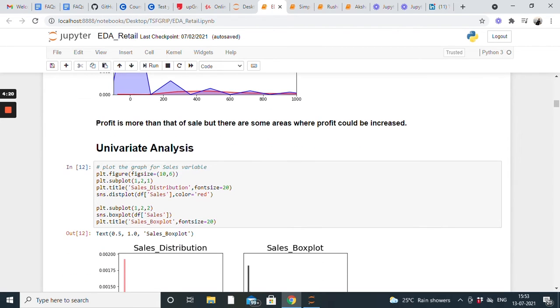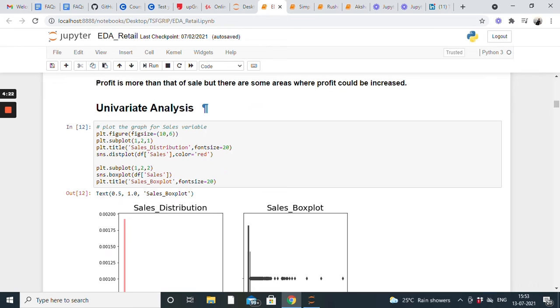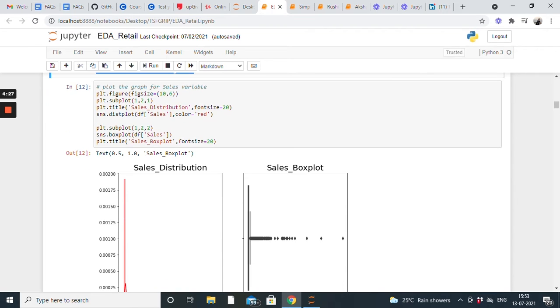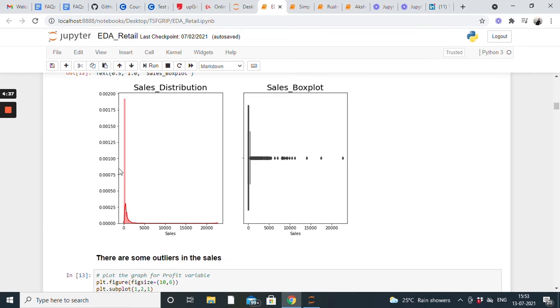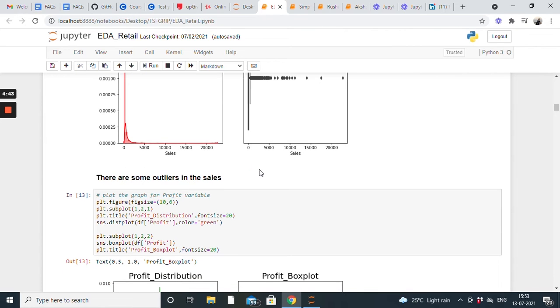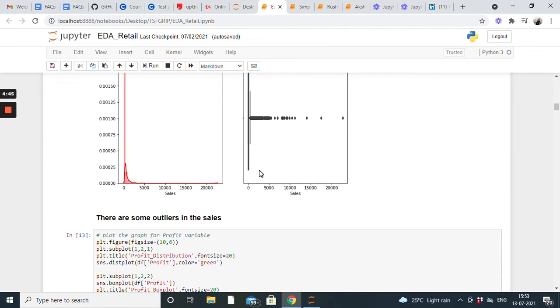Let's go one by one. First we will go with the univariate analysis, that is, one variable. We'll look at the distribution of each and every column, especially sales. This is the first sales distribution, and this is the box plot for the sales distribution. There are some outliers in the sales column.